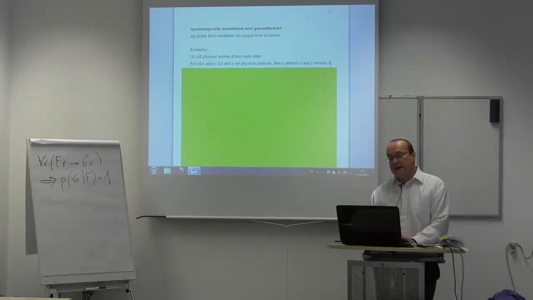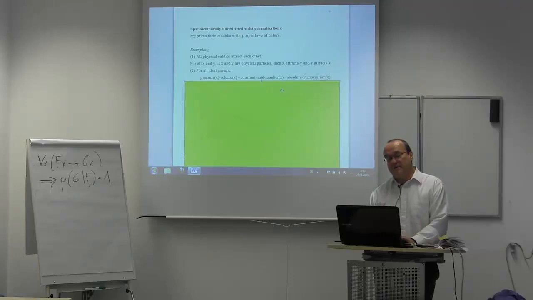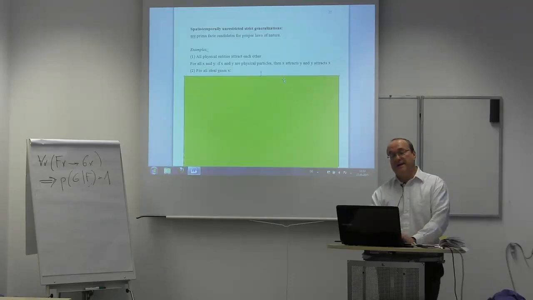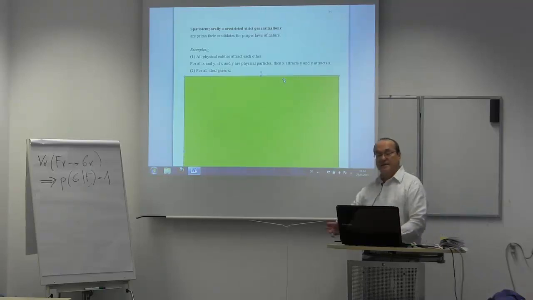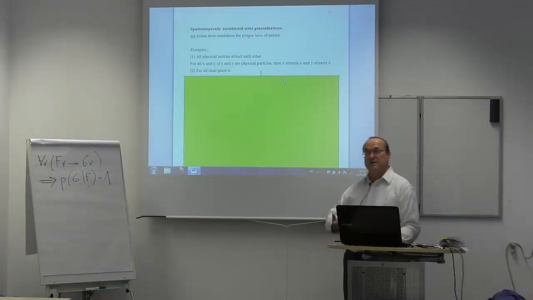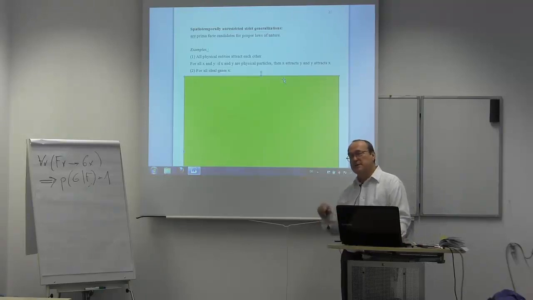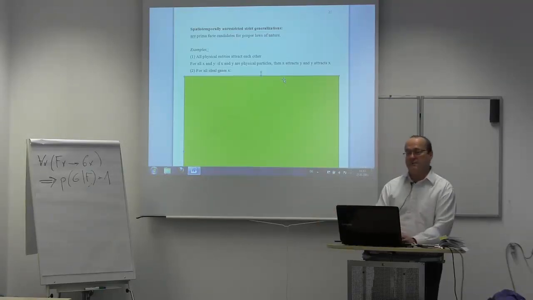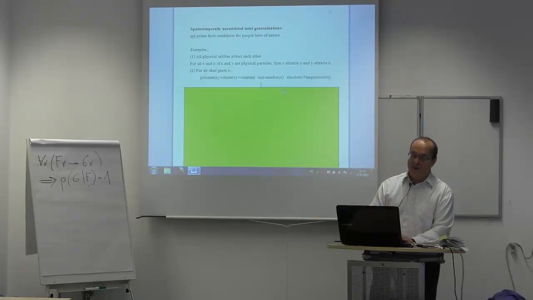Perfect. Or take a law from chemistry, the ideal gas law, which roughly says for ideal gases, the product of the pressure times their volume is proportional to their absolute temperature. Or more precisely, the product of pressure and volume is the gas constant times the mole number, so the number of the molecules, times the absolute temperature of the gas. So it's another example for a strictly universal spatiotemporally unrestricted law.